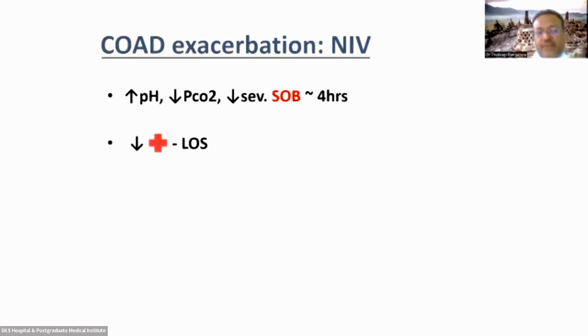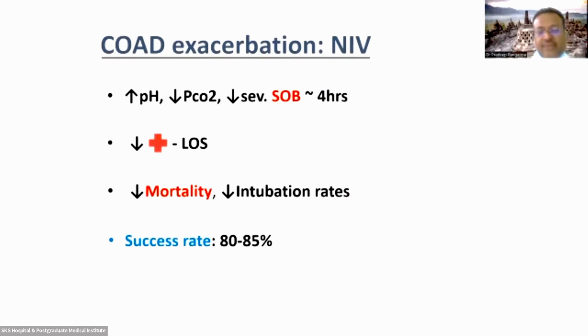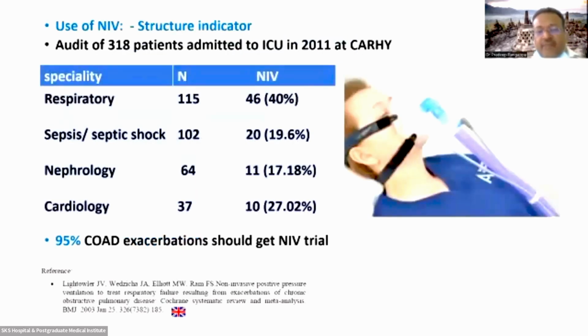And it's shown that early usage of NIV in COPD reduces the length of stay, and it does reduce the mortality and does reduce the intubation rates if used early and effectively. And the success rate of NIV in COPD is very good. It's put at 80 to 85%.